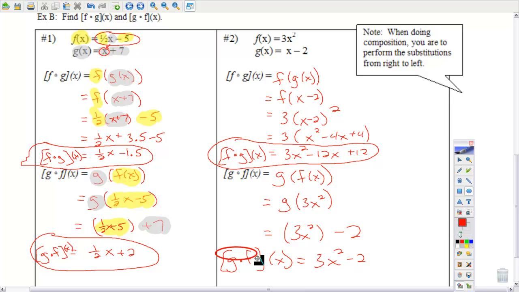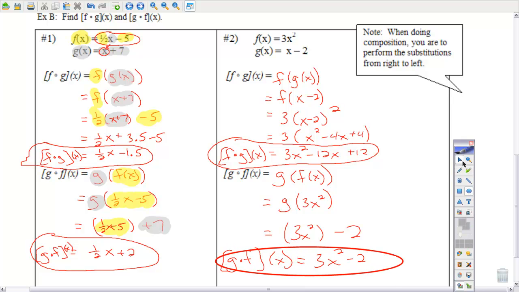Once again, for this problem, for both steps, at no place did we have a fraction with a variable on the bottom, nor did we have an even root radical. So there were no excluded values.